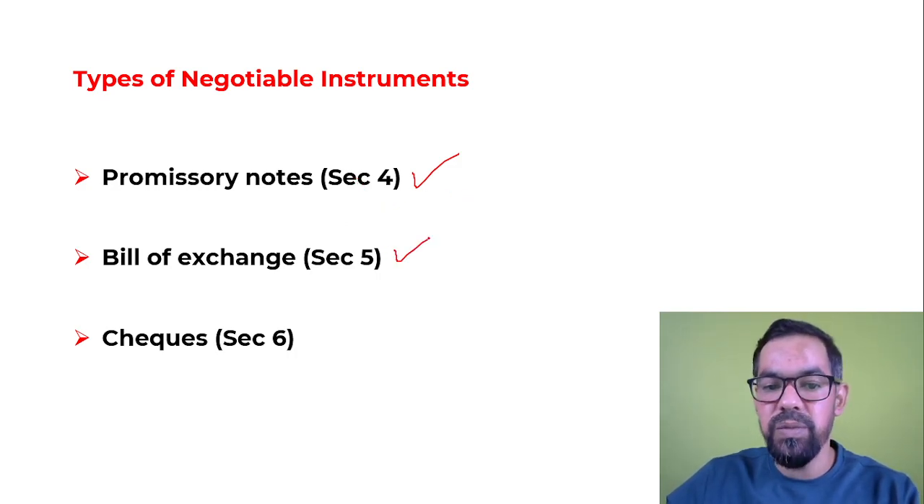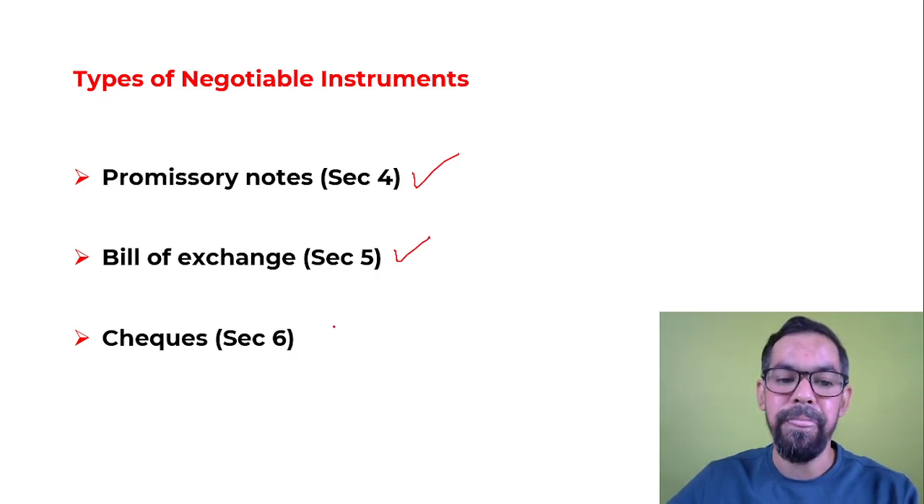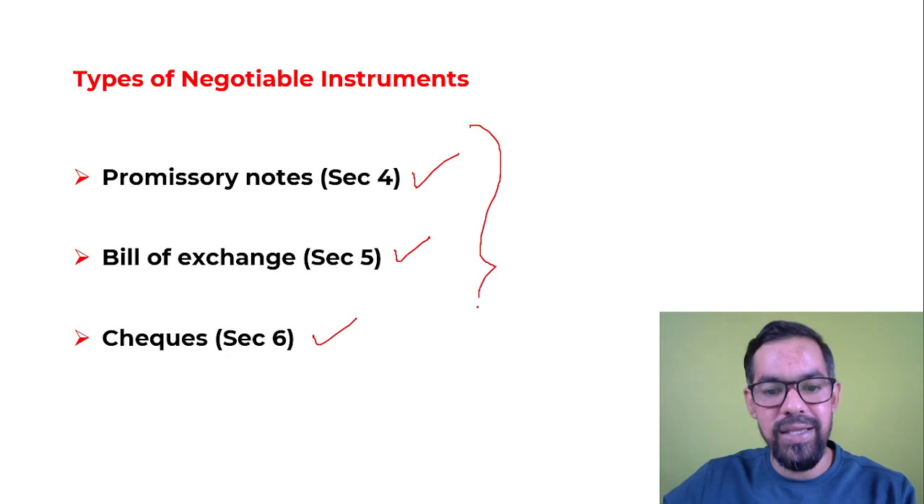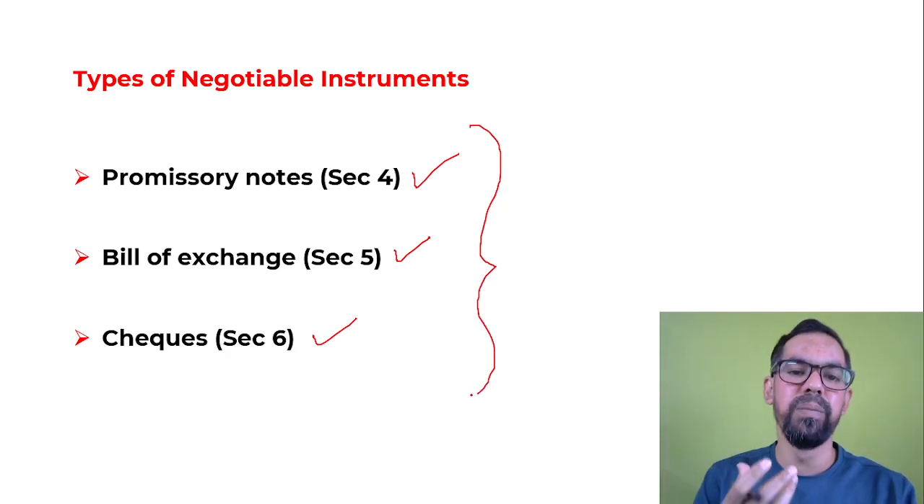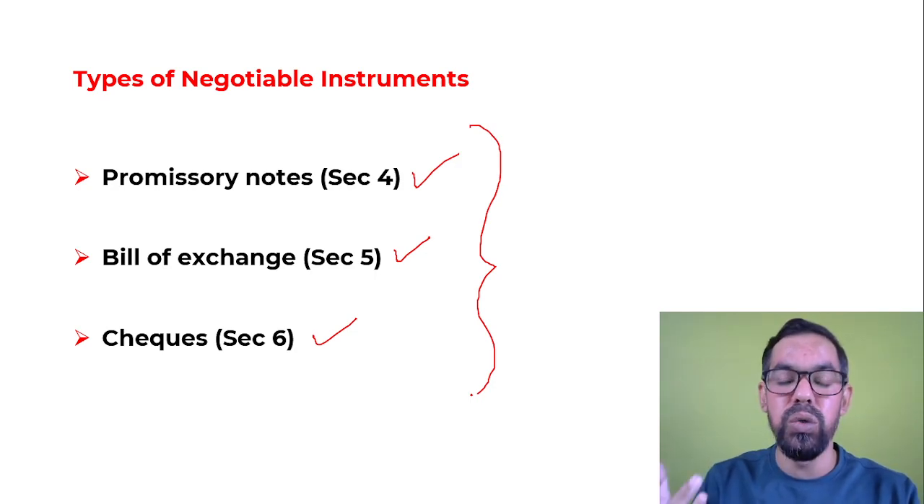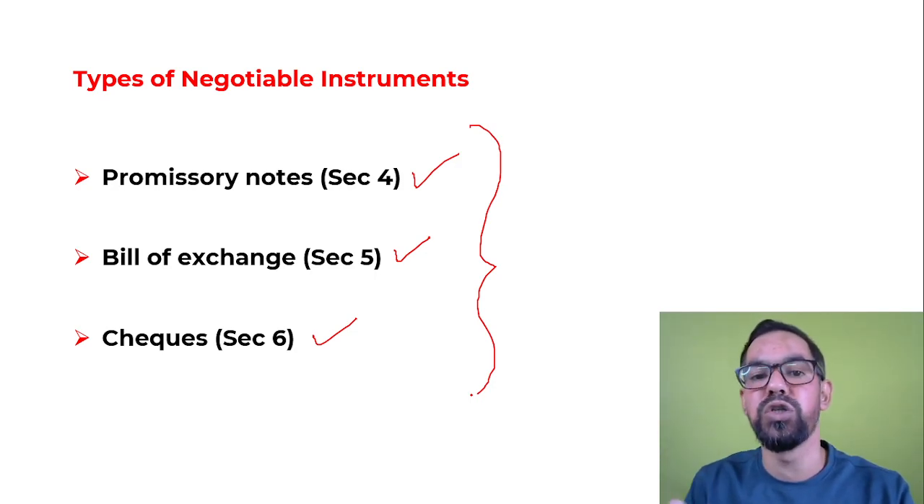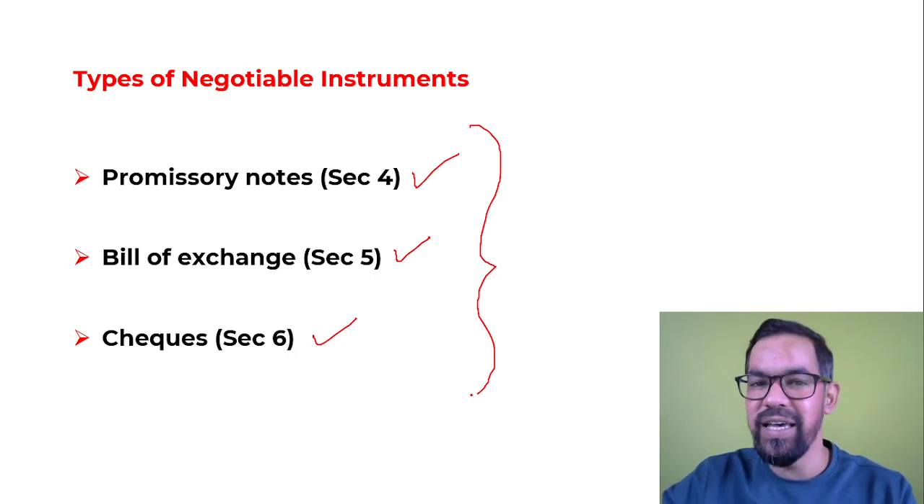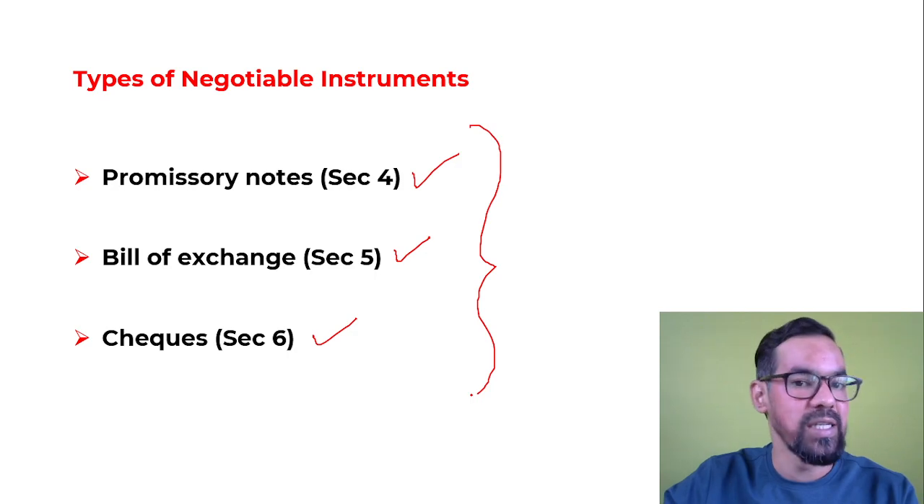Bill of exchange, which is defined under section 5, and check, which is defined under section 6. In this video, as I told you, I'll give you a brief about these particular instruments, and in our upcoming videos we will discuss these instruments in detail. What is a check, what are the types of check, what is CTS, what are the new forms of check, the IFSC, MICR, everything about check we will discuss in the next video.